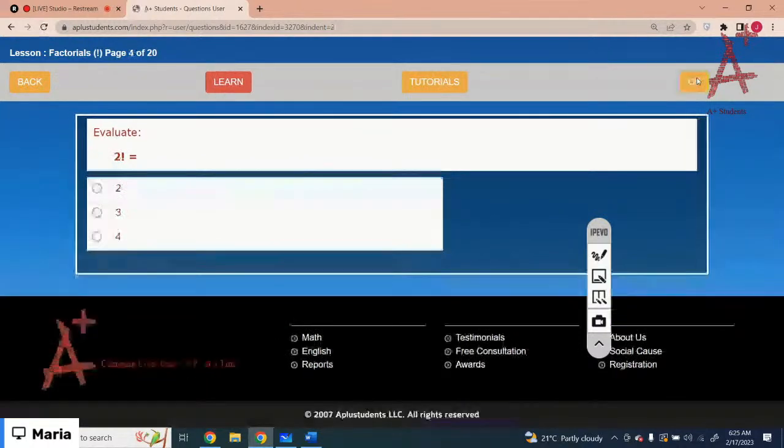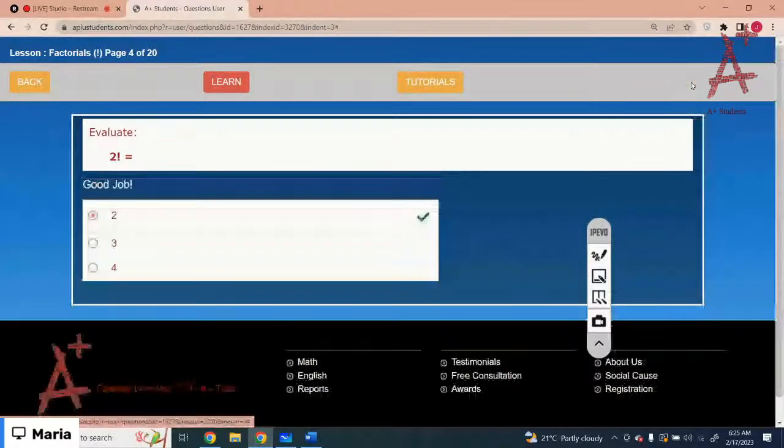Okay, the next one is 2 factorial. So 2 factorial is 2 times 1. So 2 times 1 is 2. So just select the correct option and click on the OK button.